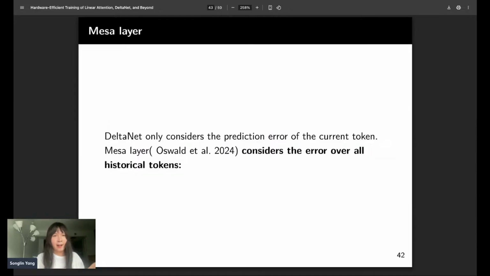And this is the work of TTT done right. And next, I'll also briefly discuss another recent work called Mesa layer. So for DeltaNet and TTT, the training objective is just the linear regression loss or nonlinear regression loss for the current key-value association pair. However, it does not consider the entire history of the key-value association pairs. So in Mesa layer, the objective function also considers the key-value association pairs for the entire history.